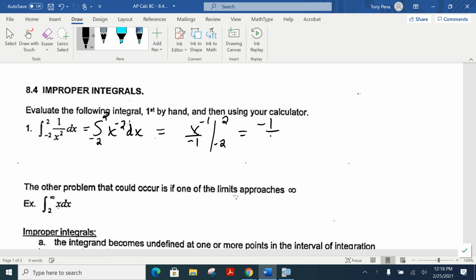Let me rewrite this so that it looks like a negative 1 over x from negative 2 to 2. And then throw in your limit. So I'm going to get a negative 1 over 2 minus a negative 1 over negative 2. There's a lot there. So what's that? Really a positive 1/2. So we should get negative half minus a half. We would get a negative 1 for that answer.